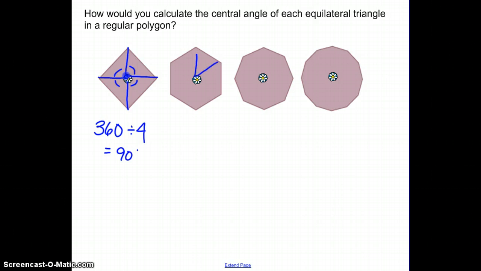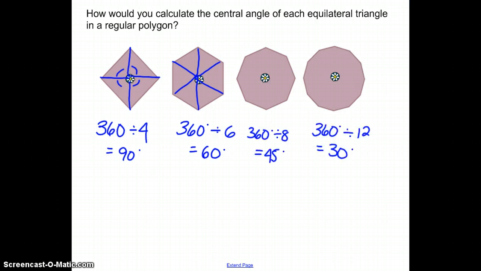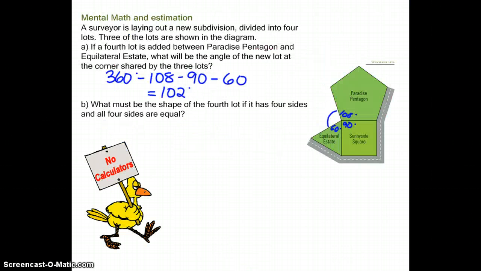So in the next one, here we have 6 central angles, so we'll take 360 degrees and divide it by 6. So each central angle is 60. Try the last 2 on your own. You can check your answer on the board to make sure they're correct. So then you can go ahead and try the mental math.